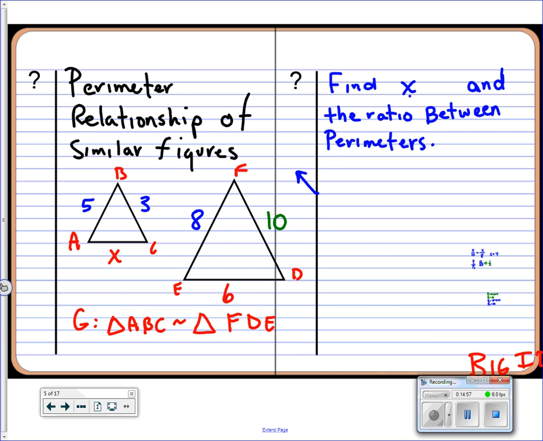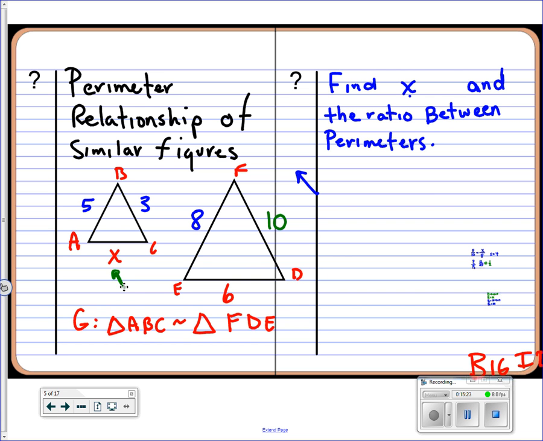Okay, let's take a look at this simpler one. I'm asking you to find x and the ratio between the perimeters. So to do the ratio between the perimeters, I'm going to have to first find x, right? So what I want you to do is, like the problem before, set up a proportion, x over its corresponding side, and then find another side that corresponds to it itself, and write those ratios, set them equal to each other, and solve for that x.